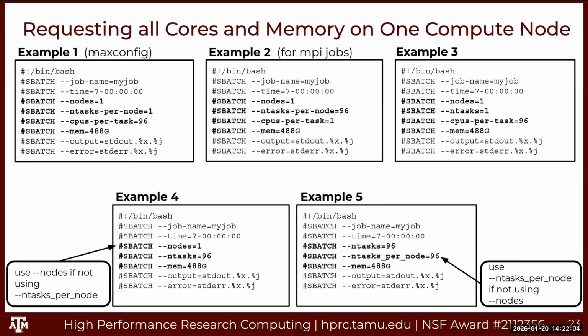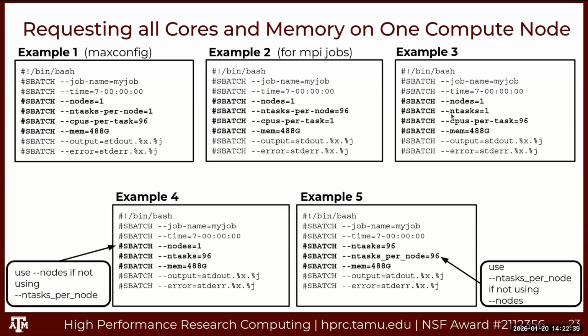In this example 1, this is the output of max config. It will show you one node, one task per node, and that task will have 96 cores, 488 gigabytes of memory. If you're running an MPI job, you want to switch these numbers. Number of tasks is 96, and each one of those tasks will have one CPU. So be aware of running MPI jobs. You'll get more out of the more correct configuration by switching these two values.